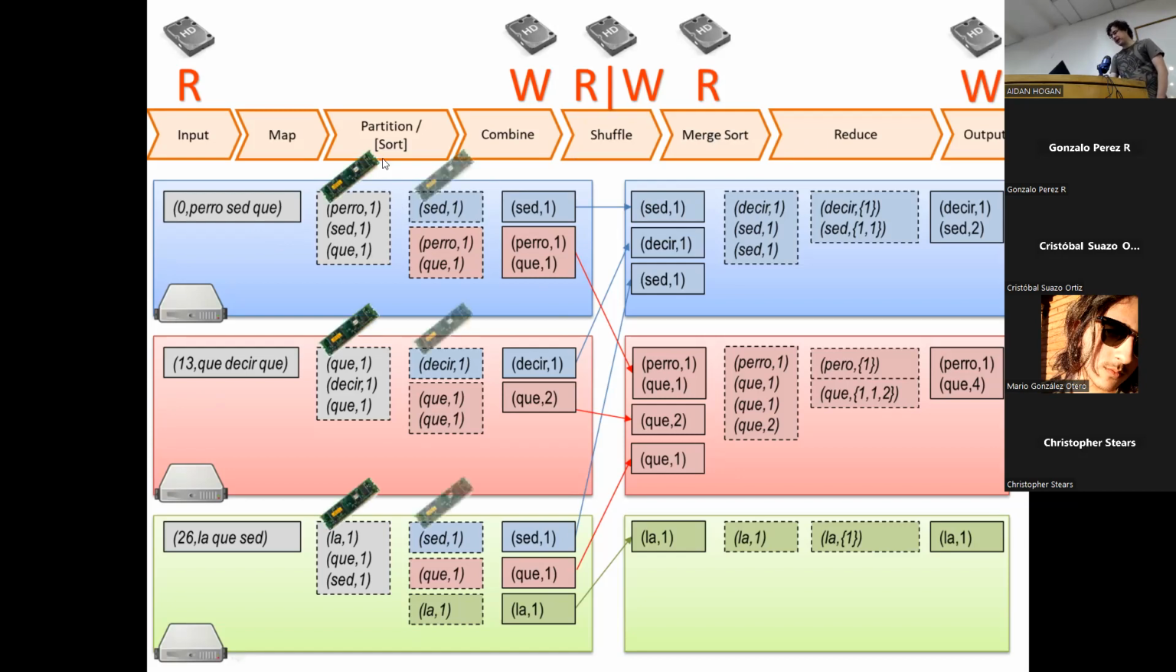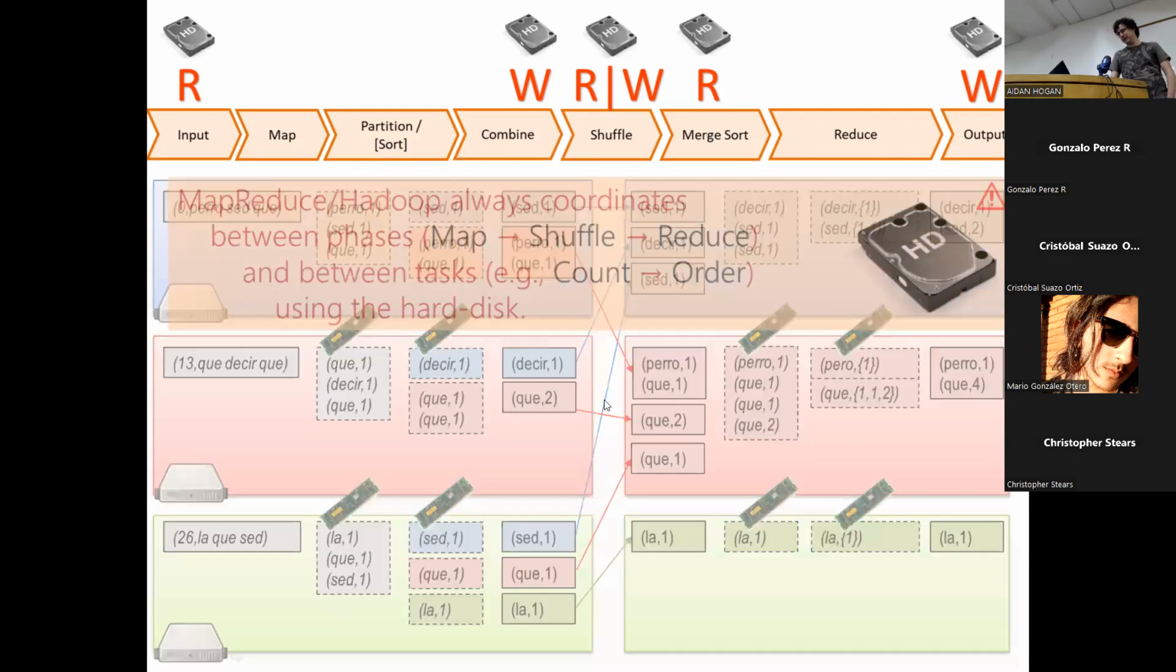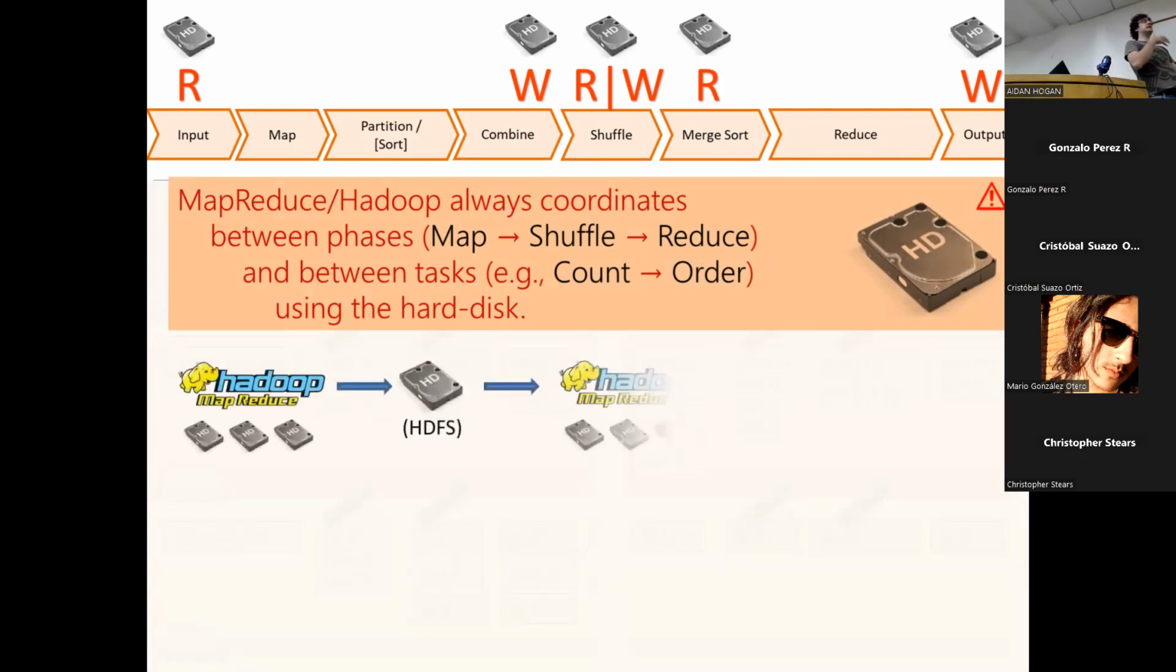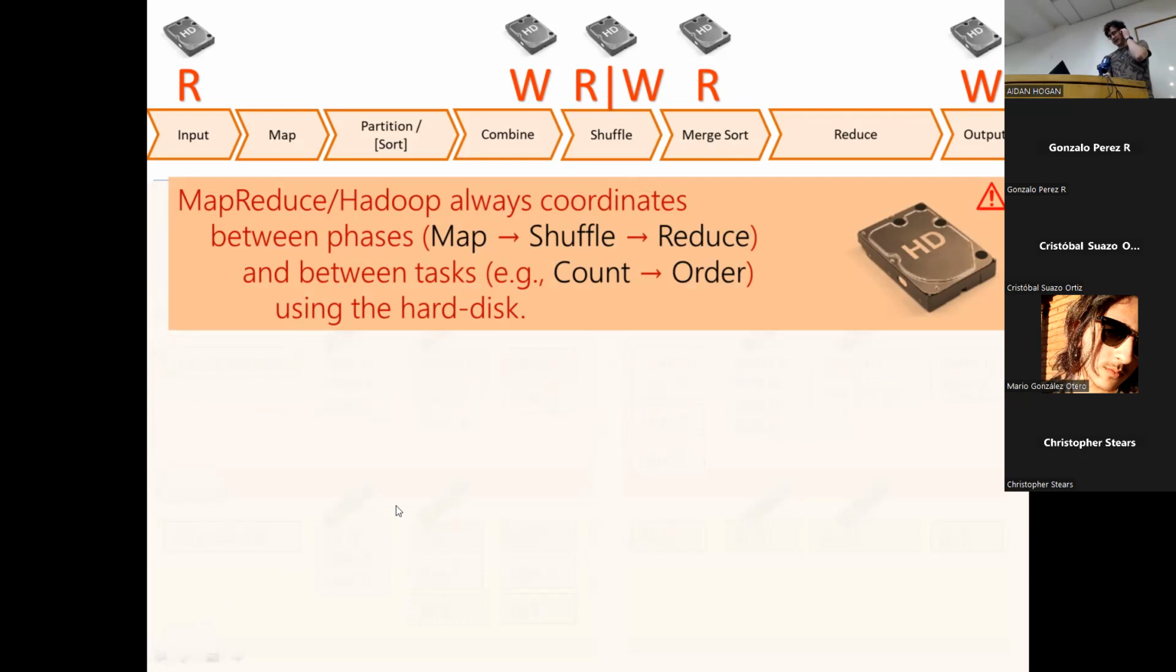These parts where we have some dashed lines are done in memory, but we still see that there's quite a lot of disk IO required. So MapReduce always coordinates between phases, such as the map, shuffle, and reduce phase, and between high-level tasks, such as counting the actors, ordering the actors by descending count. It coordinates between these things using the hard disk. So we're always relying on the hard disk, which is in some sense a positive because it means we don't need a massive amount of memory. We don't need to store all of the data in memory. We can use the disk. The disk is a lot larger, and we should be able to store more data in that sense.